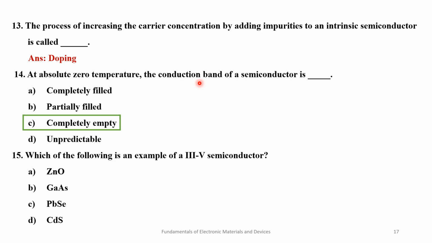So, which of the following is an example of a 3-5 semiconductor? Something that involves a combination of a group 3 and group 5 element. Ma'am, it's gallium arsenide. Yeah, that is the correct answer. One is a group 3 element, one is a group 5 element. So we have a combination as gallium arsenide. So those are the questions for today.